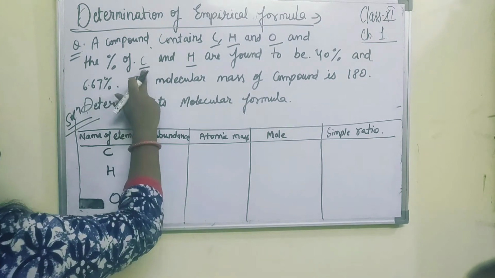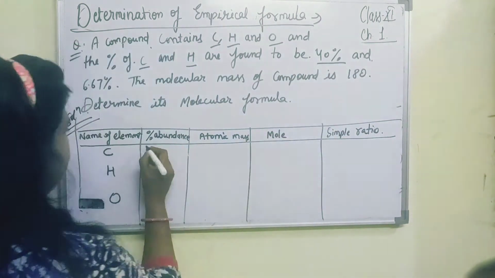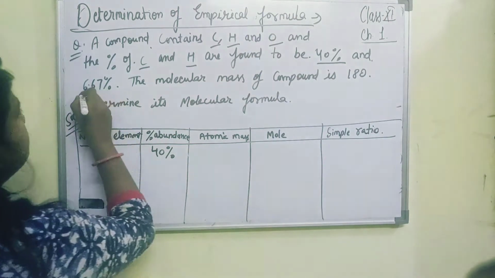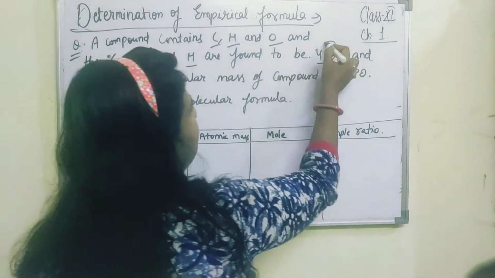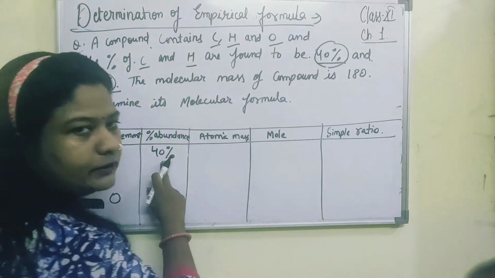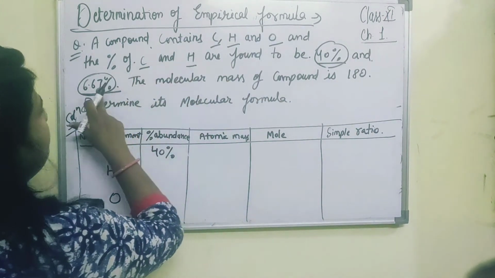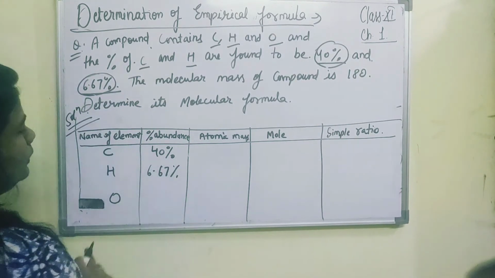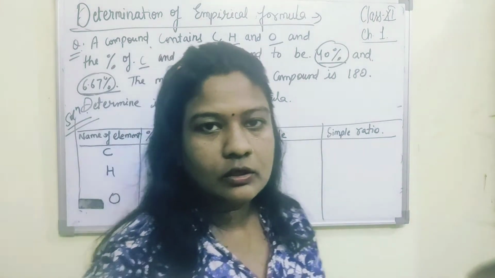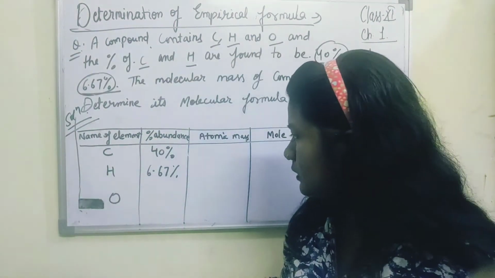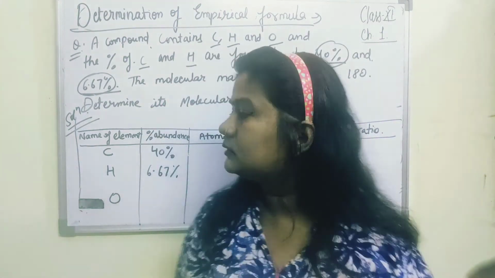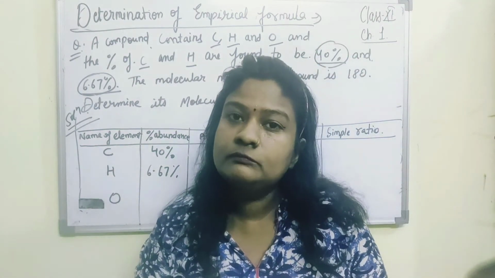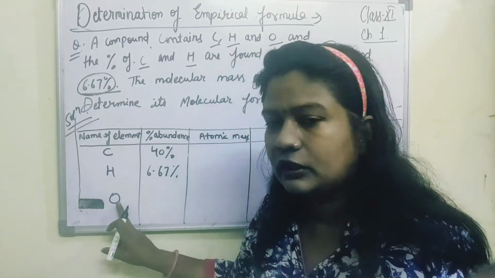And the percentage of carbon is found 40%. Okay, hydrogen is found 6.67%. I have written here 40%. Then hydrogen is found to be 6.67%, so I will write here 6.67%. Okay, so the rest of the percentage will be that of the oxygen atom. We will add 40 plus 6.67 and we will subtract it from 100. Then you will get the percentage of oxygen.